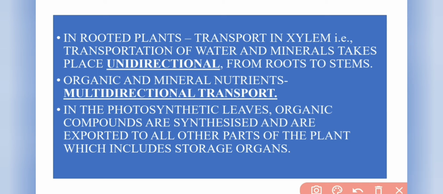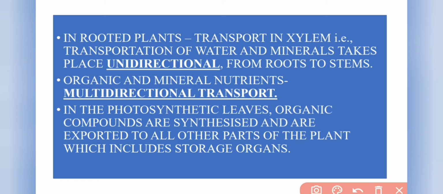In rooted plants, the transportation in xylem takes place unidirectionally, that is from roots to stems. Xylem will transport water and minerals, whereas phloem will transport the food substances synthesized by leaves to the overall plant. And then organic and mineral nutrients, such as micro and macronutrients, are transported multidirectionally.